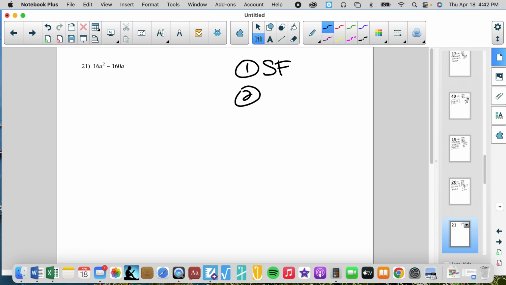Standard form, common factor, yes. We're going to factor out a 16, 16a, and we get a minus 10. Can't be factored. We are good to go. That's it. Let's get more of those.